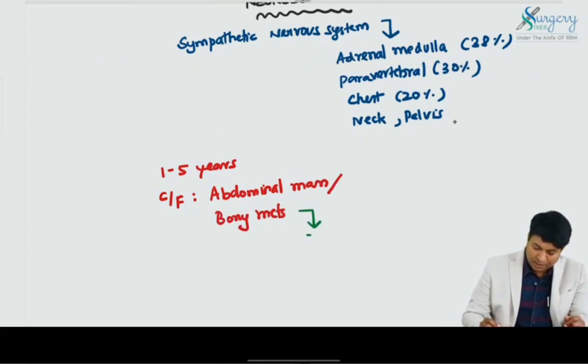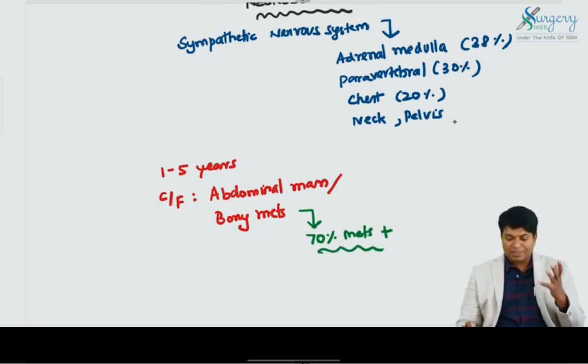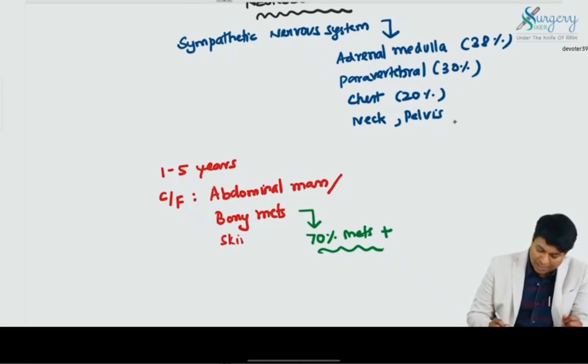The interesting point is that 70% of them have mets on presentation. So they have many issues like a mass in the abdomen, bone pain, and painless bluish skin metastasis. Bone mets will be there, skin mets will be there, and there will be paralysis. All these things are seen on clinical presentation of neuroblastoma.